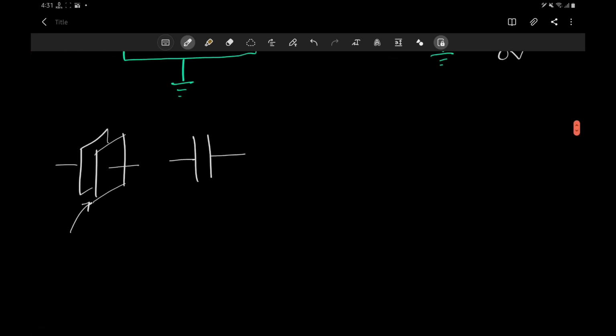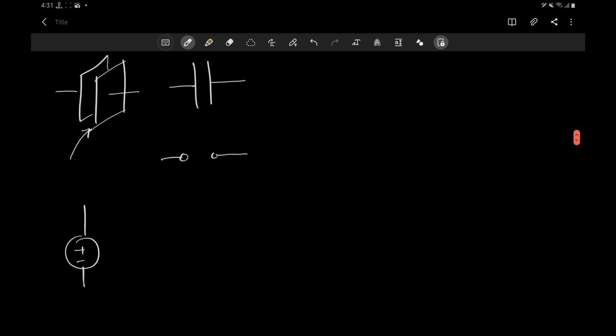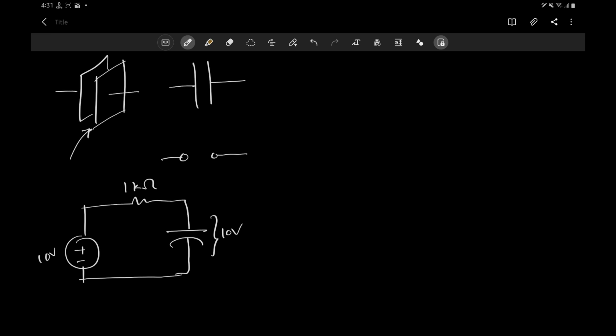So what happens is the capacitor is almost like an open circuit. In fact, if you create a circuit with a 10 volt source, a 1 kilo ohm resistor and a capacitor instead of an open circuit, and you construct this circuit in real life and come back after a day, you will see that it now has 10 volts across the two plates, and there is no current. So you will see the exact same thing.